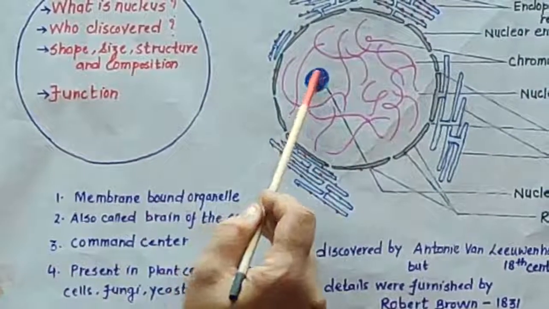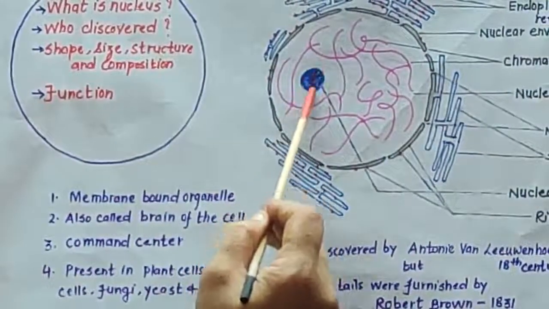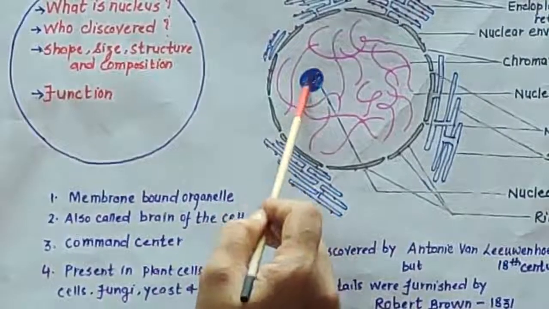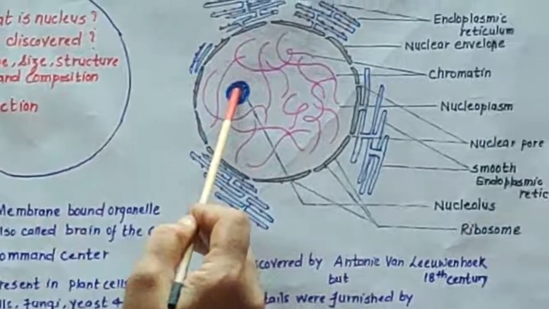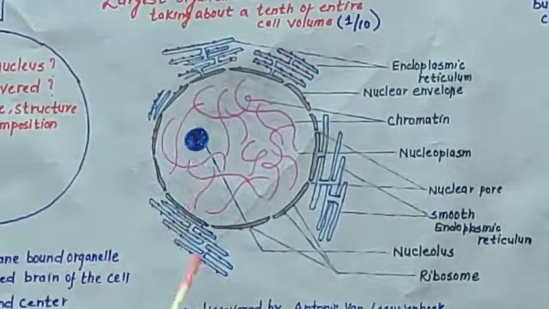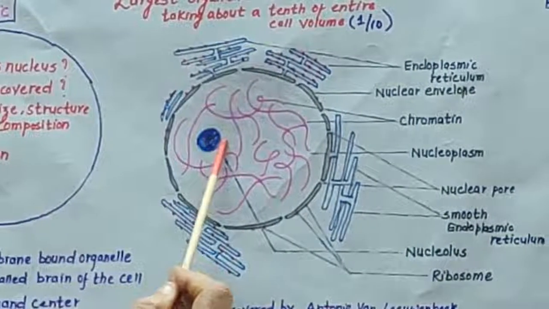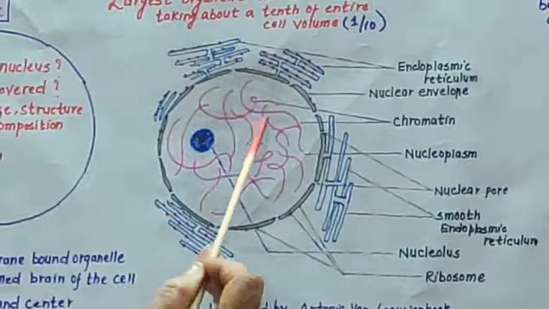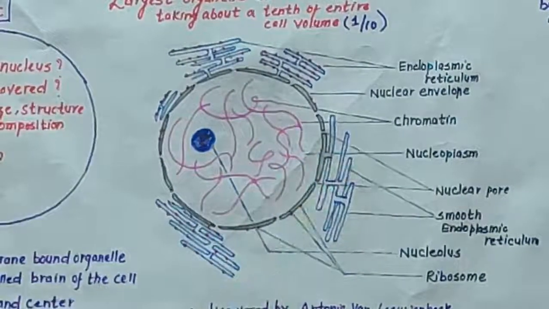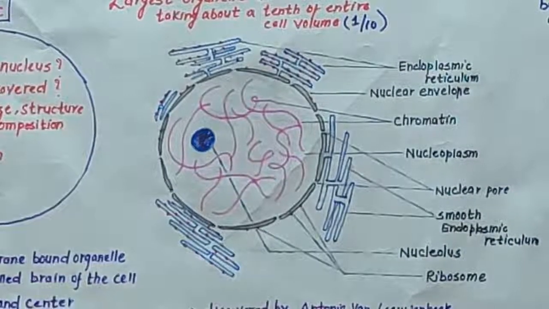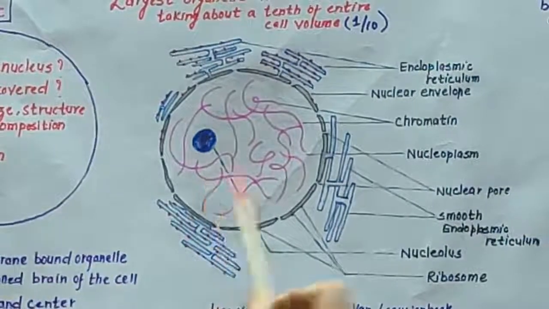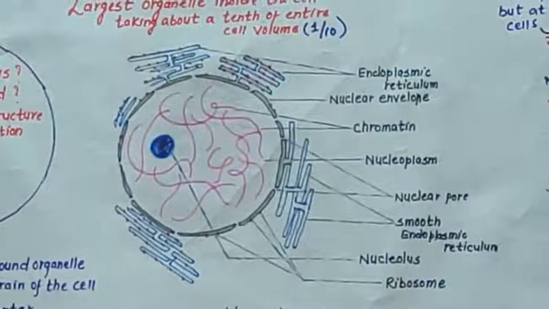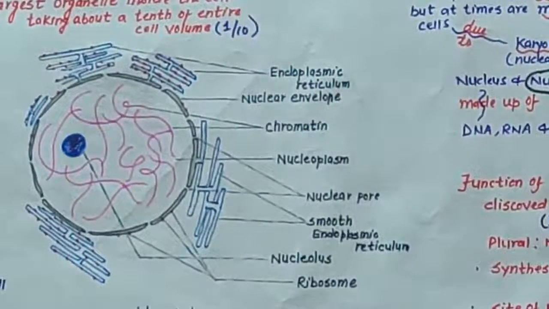Third, come to the nucleolus. This blue shaped structure is called nucleolus. We have come to the third part. Now what is this nucleolus and who discovered this nucleolus? Now this nucleolus, as you can see, is present inside the nucleoplasm. Now this is discovered by an Italian scientist, Felix Fontana.